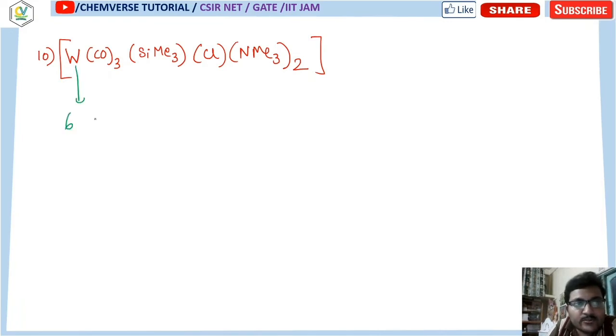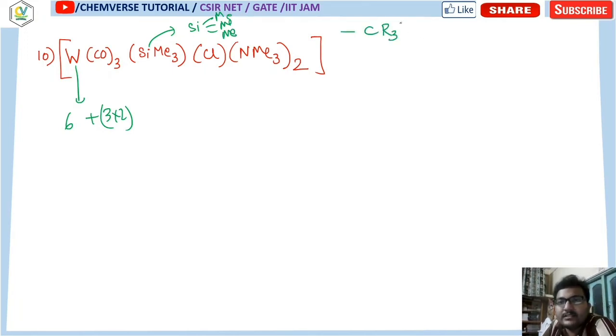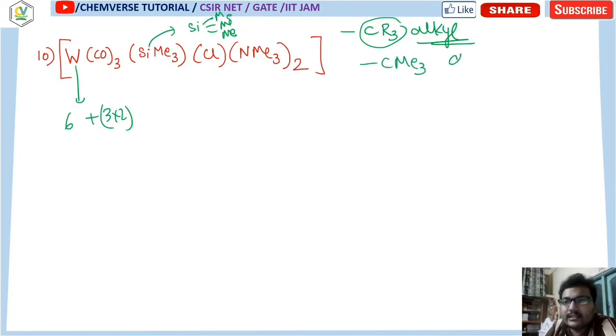Tungsten is 6 electron. 3 carbonyl, 3 into 2, 2 electron donor, each carbonyl donates 2 electrons. Now SiMe3 is nothing but this kind of system, 3 methyl groups are present. So this is comparable to CMe3, which is nothing but an alkyl group. The only difference is that instead of carbon there is silicon. For CMe3, you will say that it is an alkyl group, that means it is a 1 electron donor. I said that. So SiMe3 will behave as an alkyl group, so it will be plus 1.